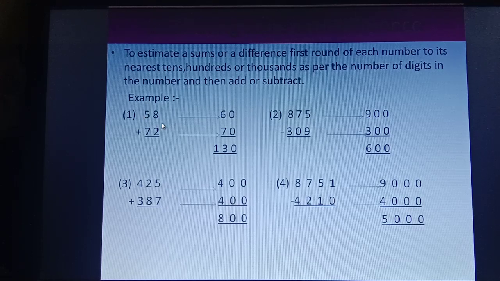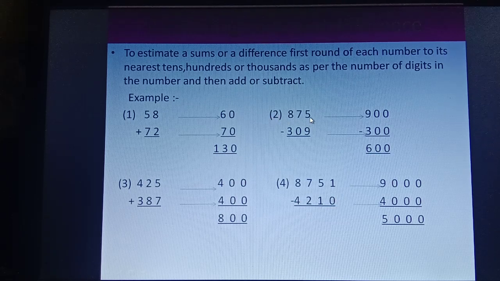So you know very well how to round off the numbers. There is 58, so it will be rounded to the 10s place, 60. 72 will be rounded to the 10s place, it will be 70. Whenever we add, 60 plus 70, 130 will come. The rounding of numbers we discussed in the last video, and in the revision video also.